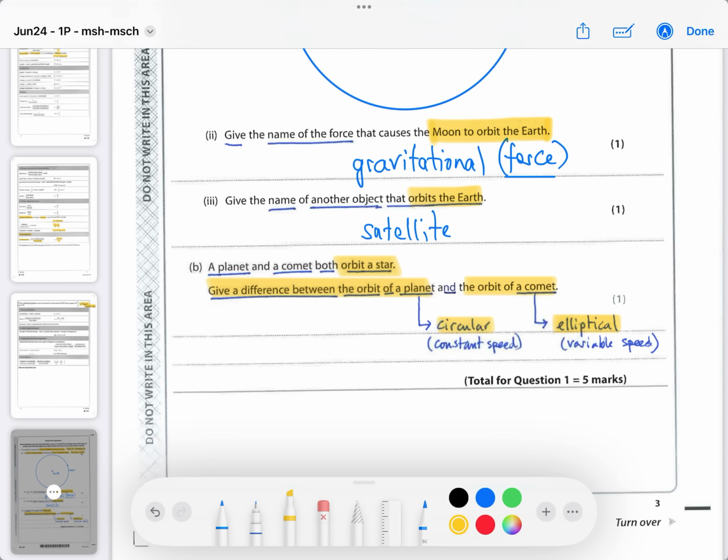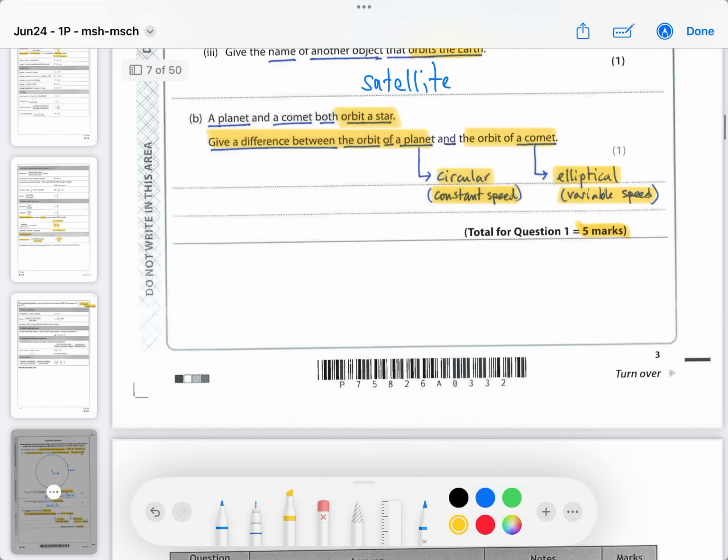And the other difference is, if it's going in a circle, it goes at constant speed, whereas if it's elliptical, it varies its speed. Because obviously as it goes closer to the sun, it speeds up. As it moves away from the sun, it slows down. So that's your first 5 marks.